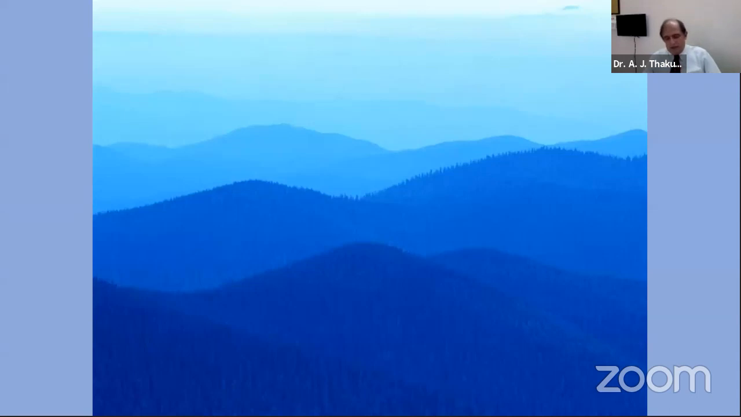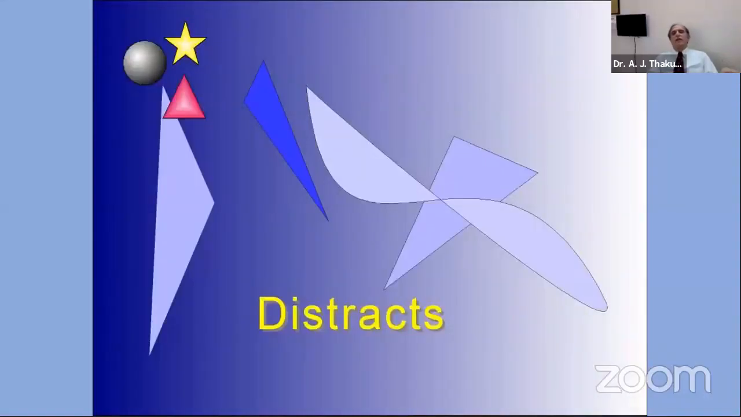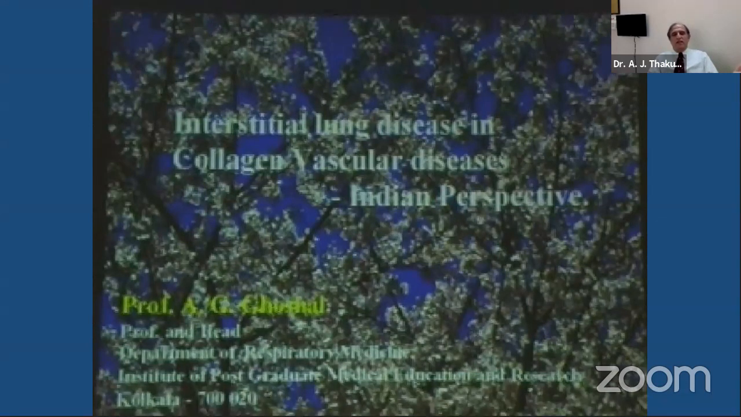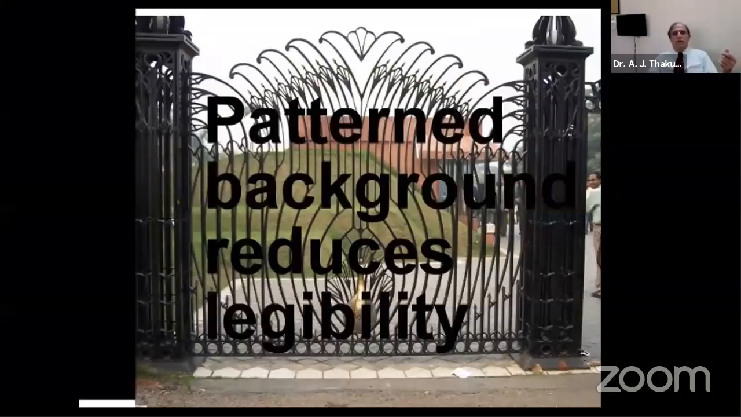Having done all that, the first thing you do is decide what is the background of your slide. The background is very important. There are thousands and thousands of backgrounds available in the Microsoft program, and you have all these fancy things, but all of them distract. You have designs and pictures in the background, and they distract. It's impossible to read what the title is, what the details are, with this tree in the background.